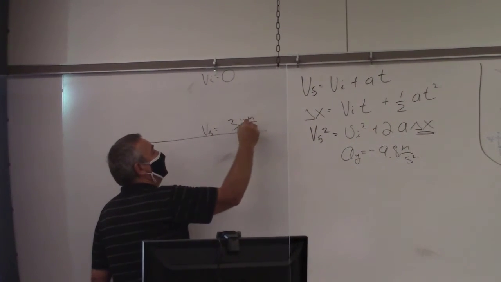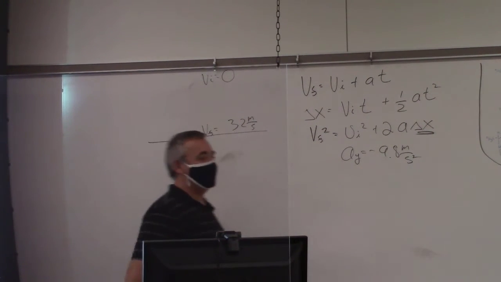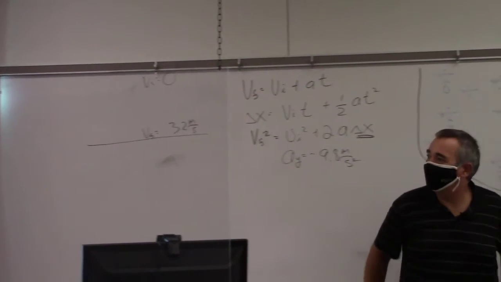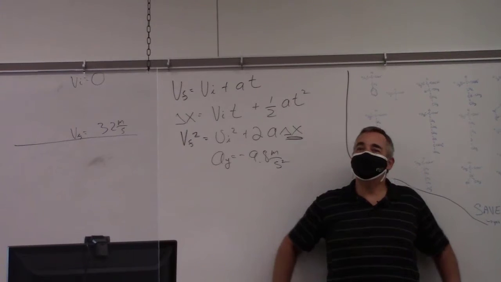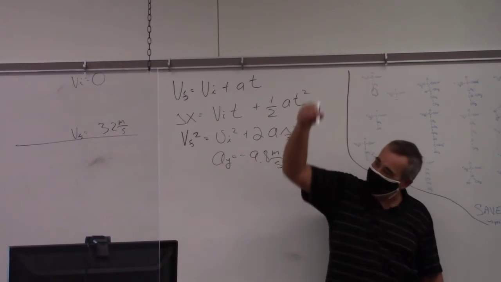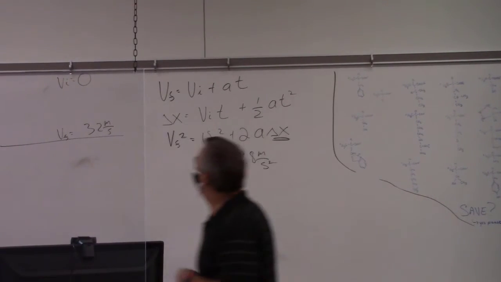32 meters per second, and it's traveling this way. So is there anything wrong with me saying 32 meters per second? It's a good start, but there's something wrong with the direction, right? Needs to be negative. That's what you were going to say. Okay, good.